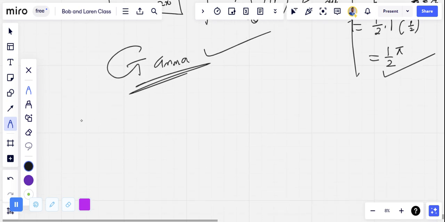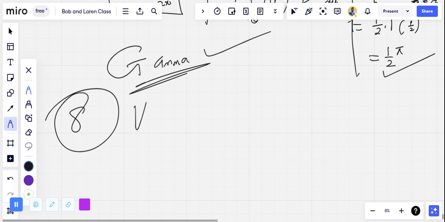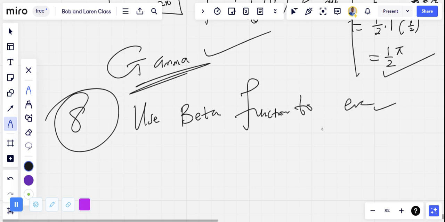The next thing for us to do is to answer question 8 in the tutorial questions, where they say we should use the beta function to evaluate the following. We have up to 10 questions in that one for the beta function, so I'll do that in the next video.